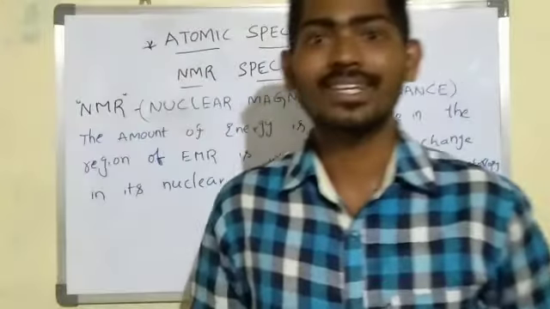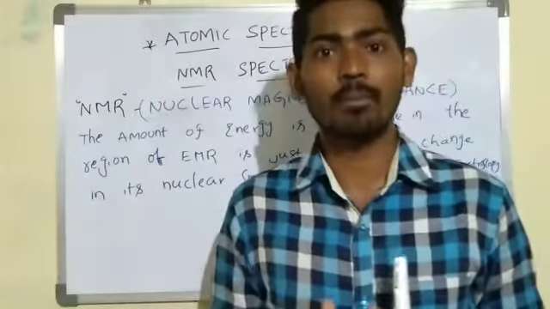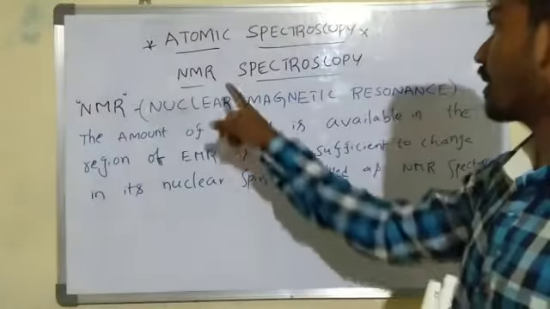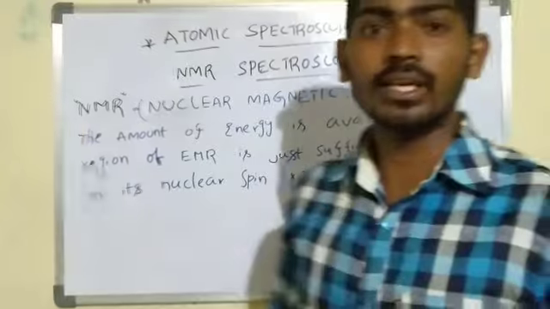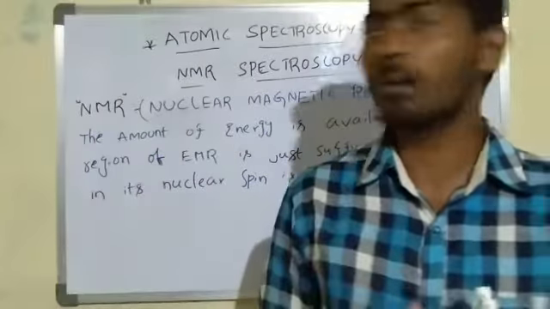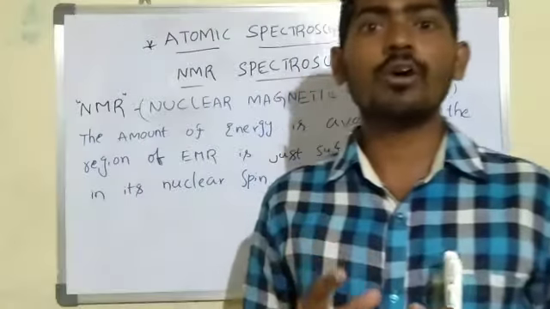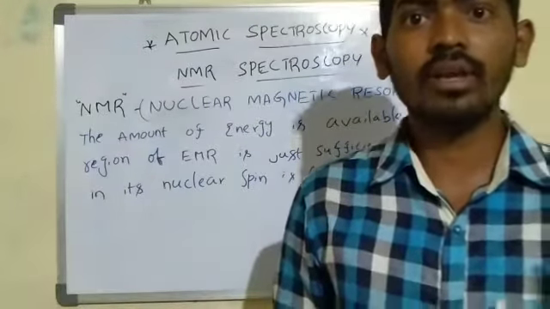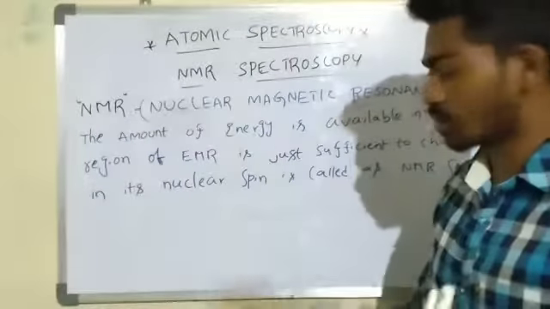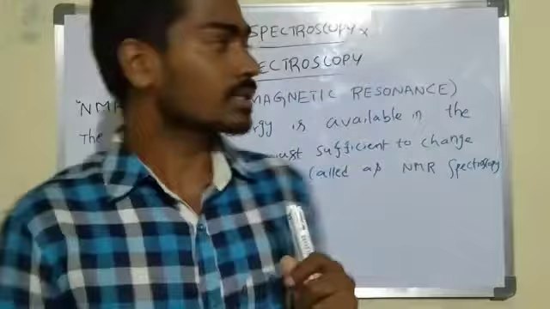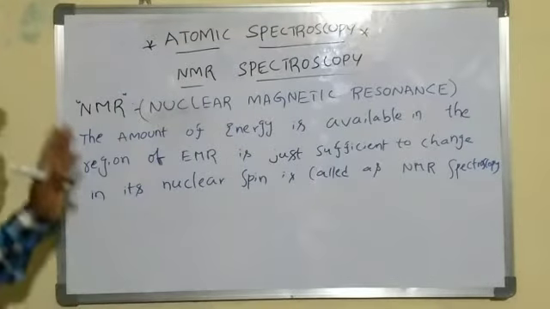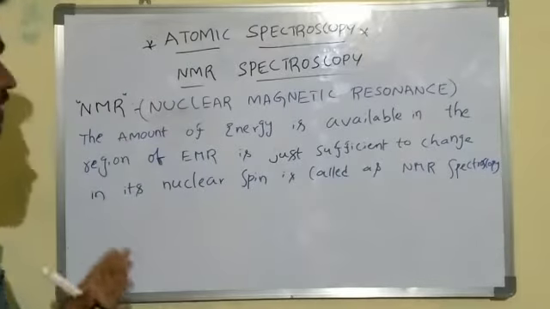Hello friends, in this class we are going to discuss atomic spectroscopy, that is NMR spectroscopy. Yesterday in my session I discussed the introduction of spectroscopy. That's why I continue this class on atomic spectroscopy, that is NMR spectroscopy. NMR means nuclear magnetic resonance.